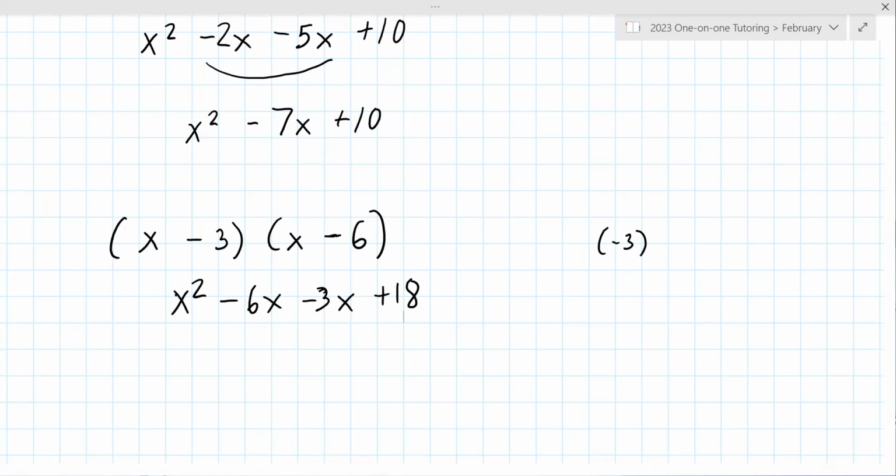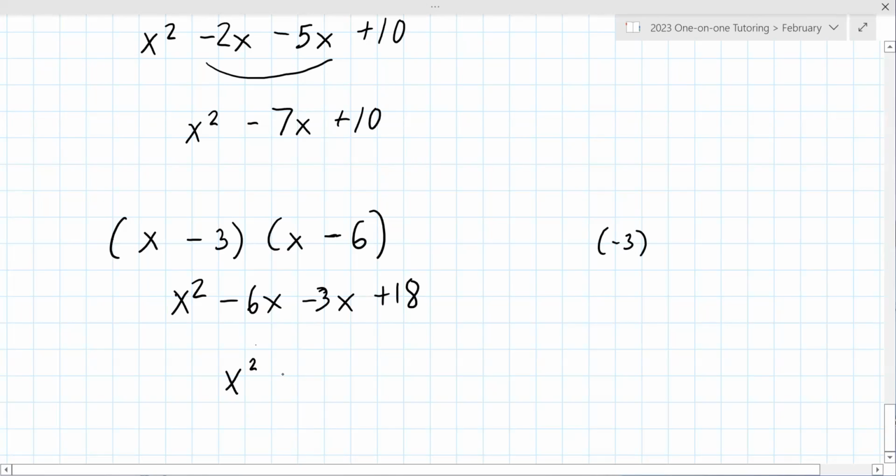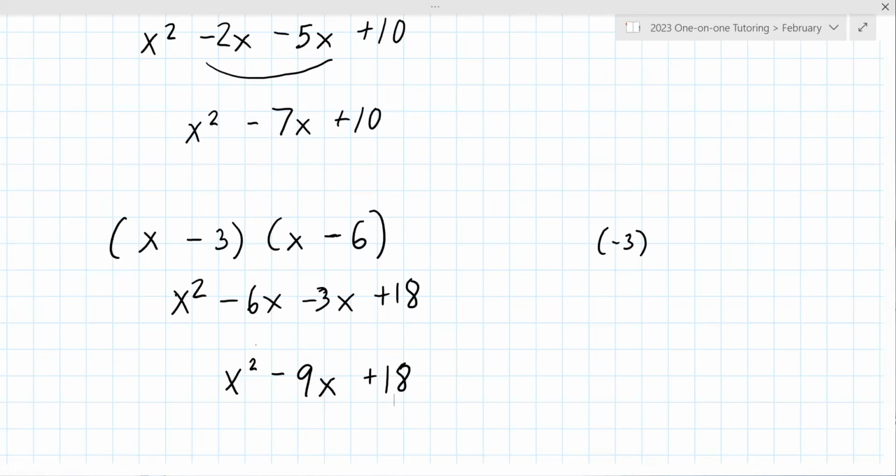And then combine the two middle ones. That's right. What does that become? Negative 3. No. Try again. They're both negative. Negative 9. Good. Questions on that? No. Okay.